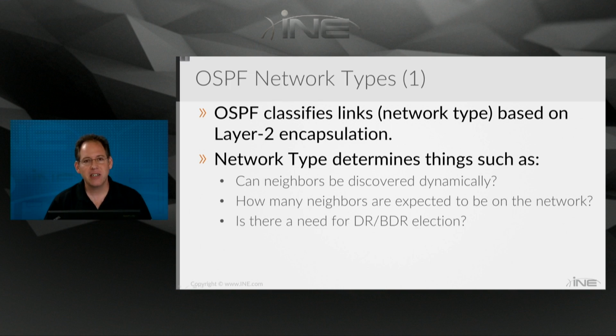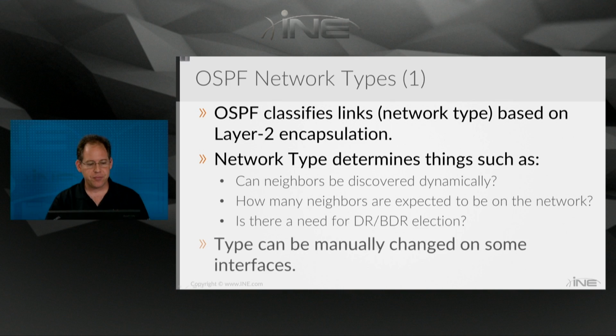How many neighbors are expected to be on this network? For example, if it looks at the layer 2 encapsulation and says, oh, this is the point-to-point protocol, it's PPP. Well, PPP means point-to-point, me and you, and that's it. So if I define this link as point-to-point, that means I only expect to see a hello packet from one person, one router on this link. That's it, because that's point-to-point. Is there a need for the election of a designated router or a backup designated router? Some link types that support 3 or more routers on a link need this. Other link types like point-to-point links don't need this.